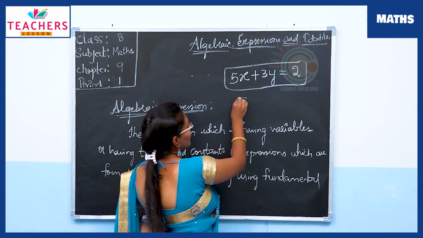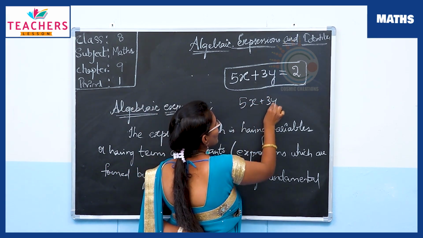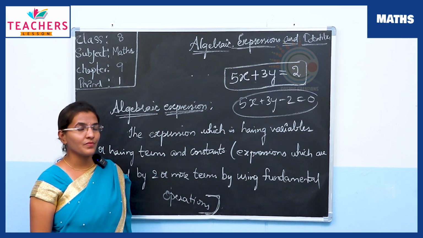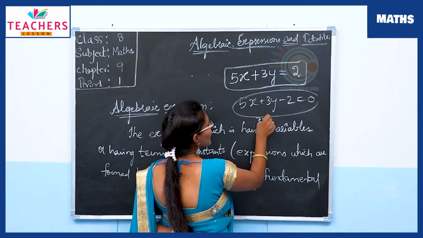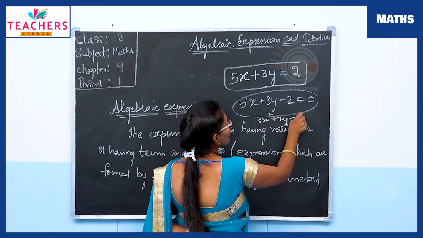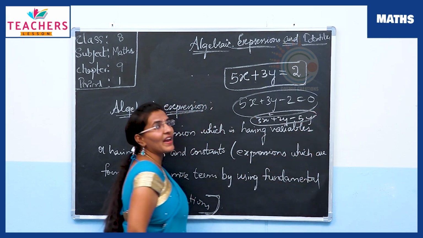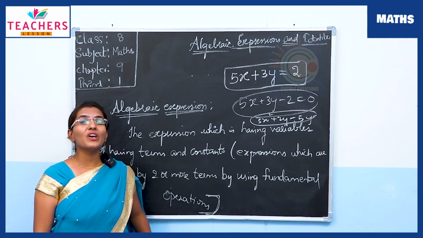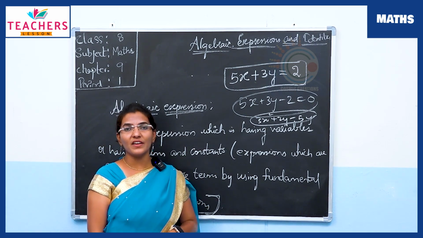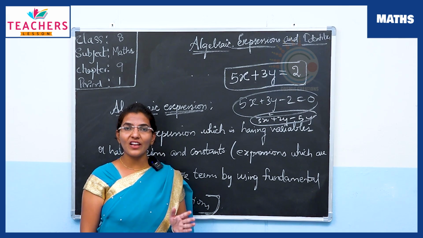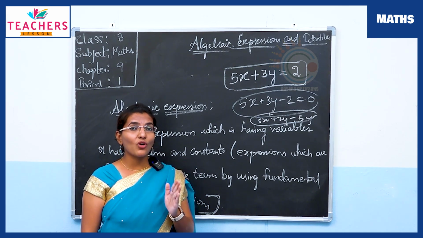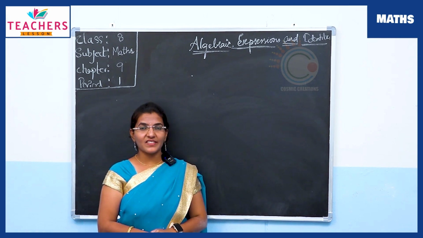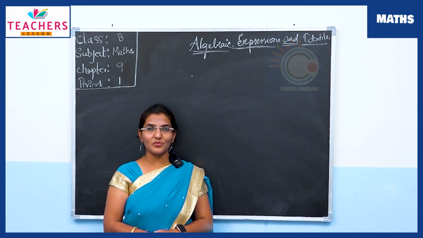Or I can also say 5x plus 3y minus 2 equals 0. This is also an expression. And I can also say 3x square plus 2y minus 5y is also an algebraic expression. Why am I saying algebraic? Because it is combined with the fundamental operations, right? So understood, right? Clear, right? Now, are you clear what is an algebraic expression? Yes. We have learned what an algebraic expression is.